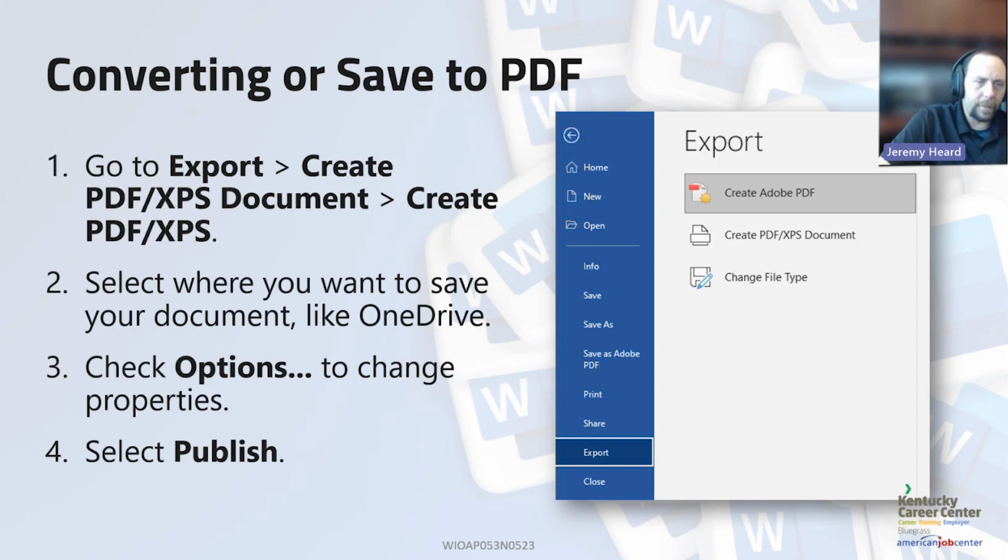So to do that, you're going to go to export, you're going to create PDF document and choose create PDF. When you do that, you're going to choose where you want to save it, and then you're going to select publish. That will create the file as a PDF, and it will be available for you to share out as you see fit or to print.